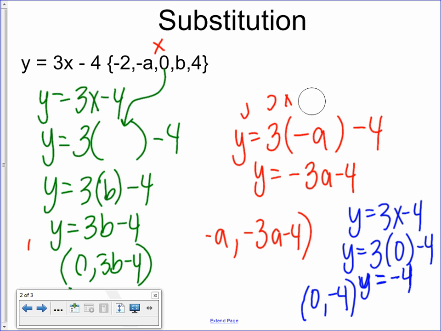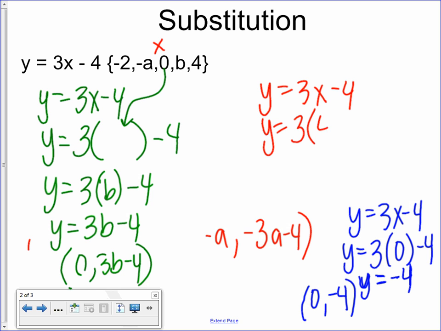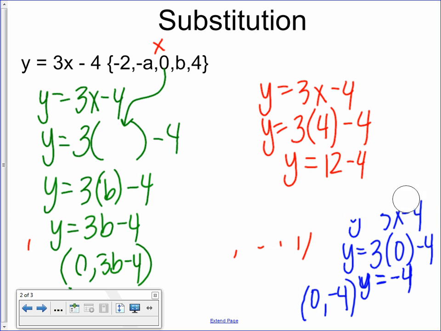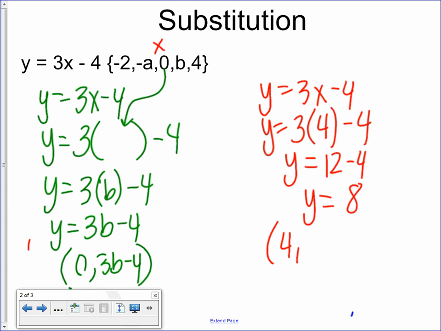And we have one more to do here. One more substitution process. So y equals 3x minus 4. My domain, my x value, I'm replacing x with 4. Every single time, what I'm replacing x with goes in parentheses. Y equals 12 minus 4. So I get y equals 8. So I've got an ordered pair 4, 8.